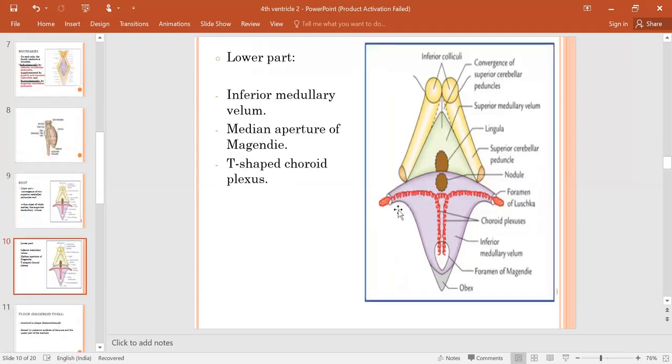Then about the lower part. So this is the lower part. The lower part is formed by the inferior medullary velum. Then in the middle, or the median part, we can see an aperture called the median aperture of Magendie, or foramen of Magendie. And just above that, you can see the T-shaped choroid plexus. So the lower part is formed by the inferior medullary velum, which is gray matter.